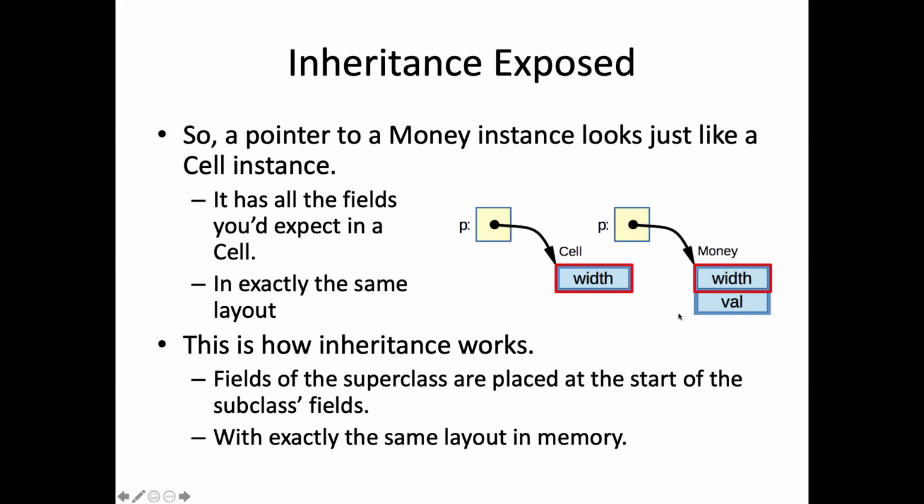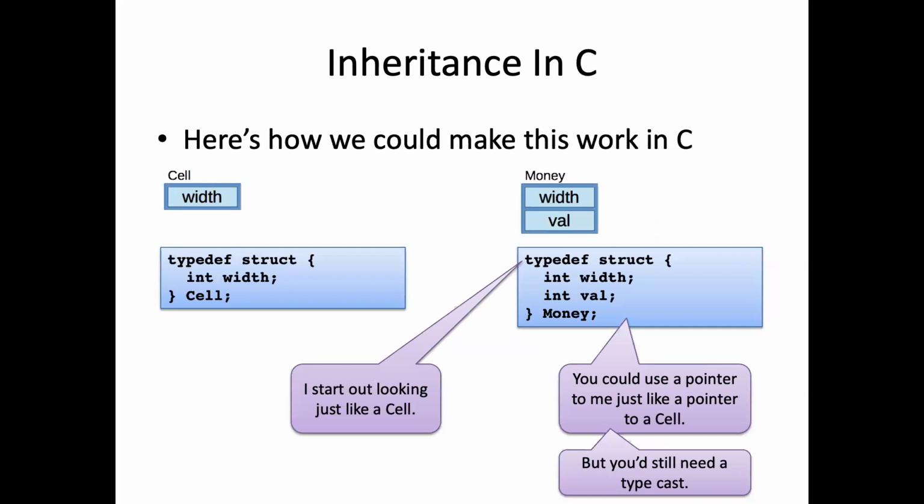So this is how we're going to make subclasses that inherit from their superclass, that look like they have all the stuff their superclass has. We'll just make sure that anything that's there in the superclass is also there in the subclass in exactly the same relative location in memory. So we just need to build a couple of structs that are organized like this. And here's what it would take.